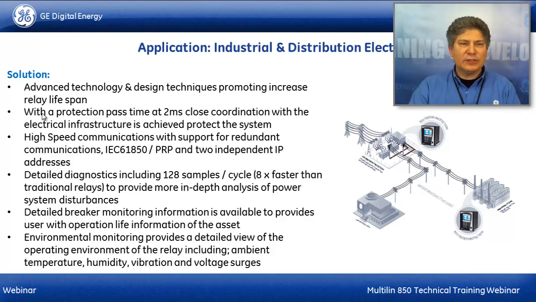So, we answer the challenge by improving the protection pass time to 2 milliseconds. We introduce high-speed communications with 61850 and PRP. We introduced 2 IP addresses into the relay as well. We increased the sampling rate for the oscillography to provide better detail. And environmental monitoring to make sure that we don't exceed the limitations of the relay itself.